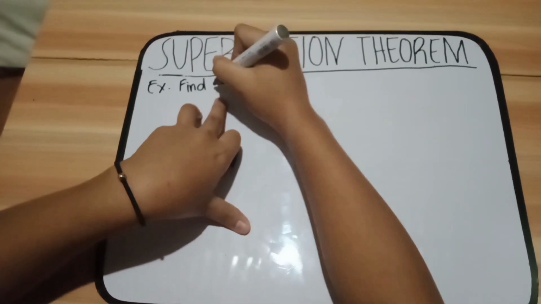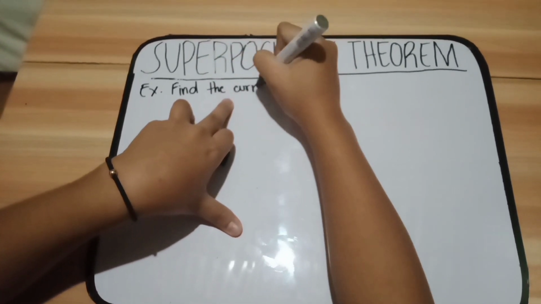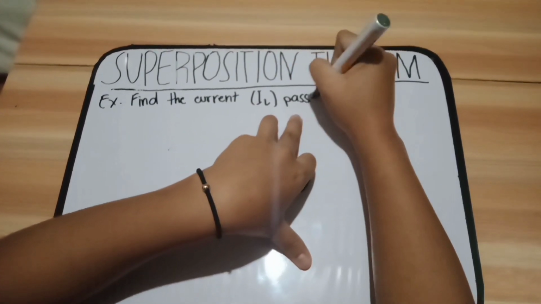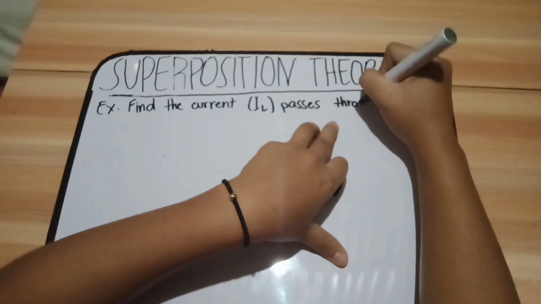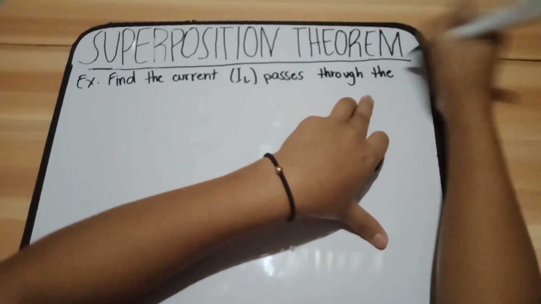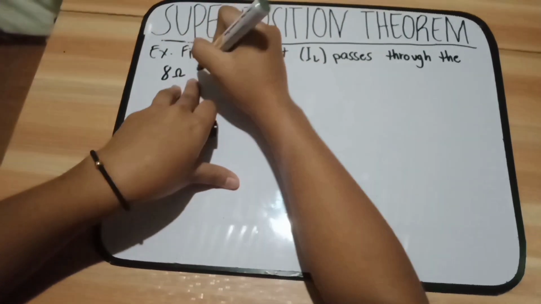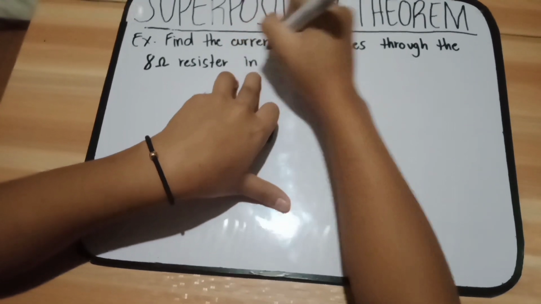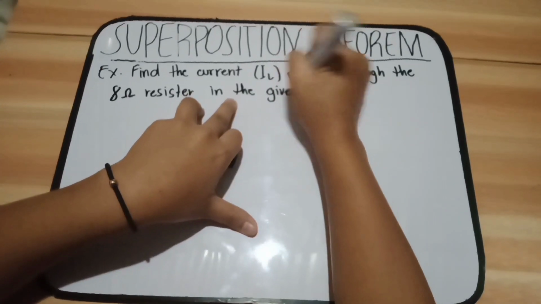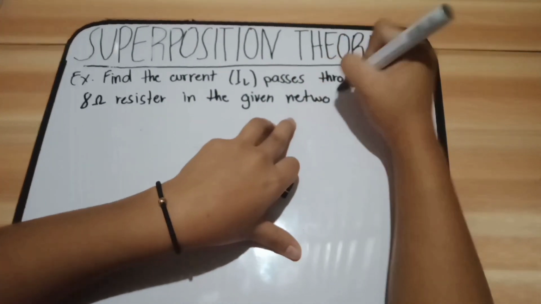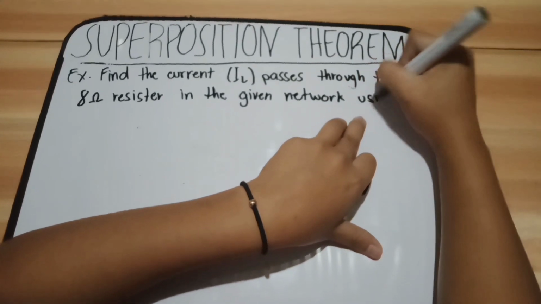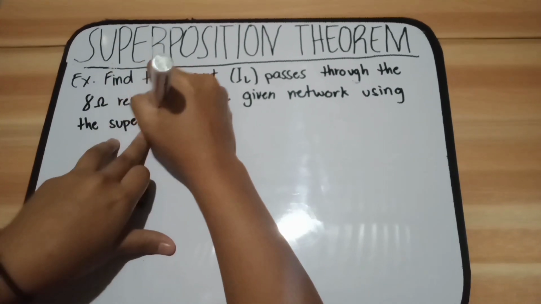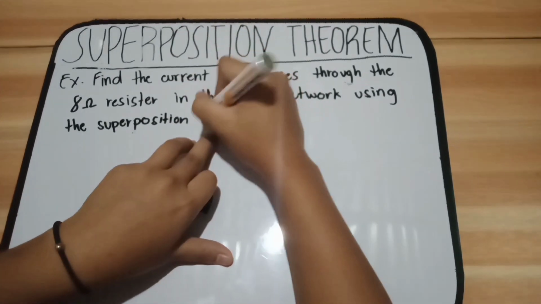Find the current IL that passes through the 8 ohms resistor in the given network using the superposition theorem.